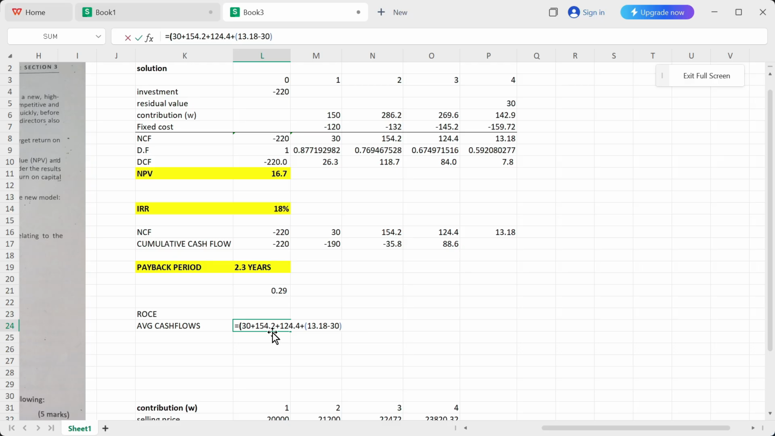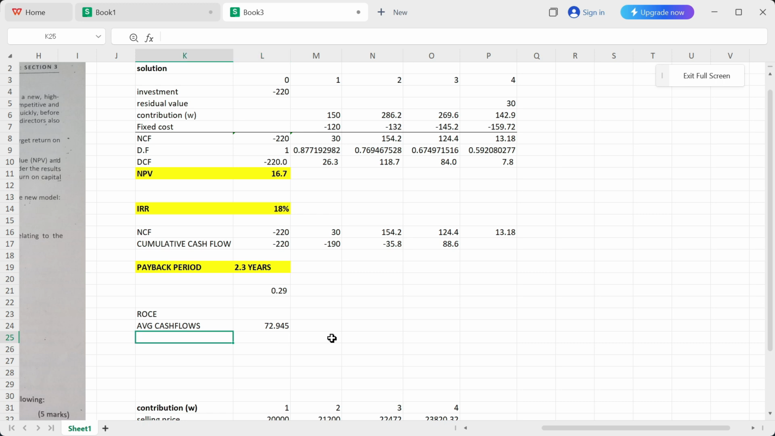So 30 plus 154.2 plus 124.4 plus 13.18 minus the residual value, which was 30 in the question, as you can see over here as well. And that's going to give me my cash flows. Now, in order to average them, I will have to divide by 4, right? These are total cash flows, so I will have to divide by 4, okay? So for that, let me place another bracket and then divide by 4. That gives me 72.945 as my average cash flow.